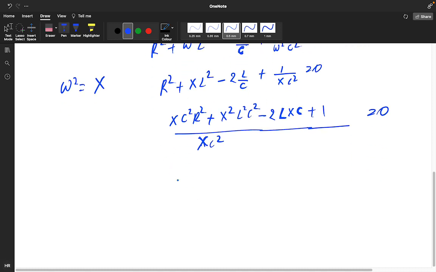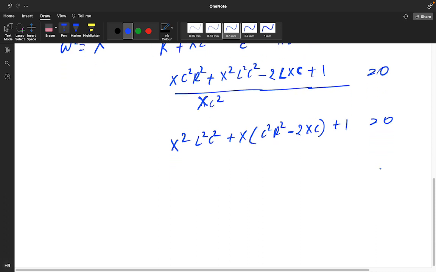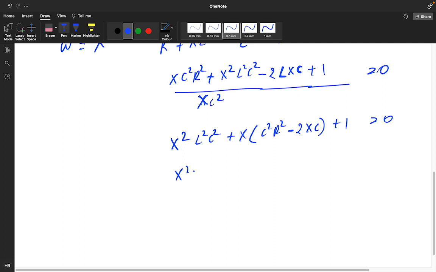So you are getting x square L square C square plus x, take x as common, you are getting C square R square minus 2 L C plus 1 is equal to 0. Now if you take L square C square outside, so x square plus x, taking common, C square R square minus 2 LC into 1 by L square C square plus 1 by L square C square is equal to 0.